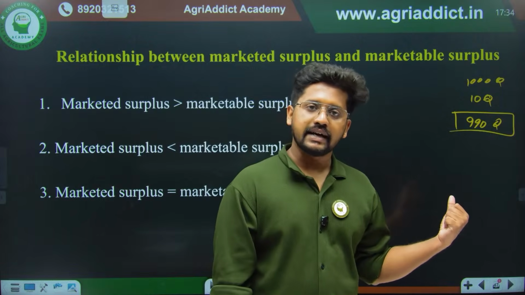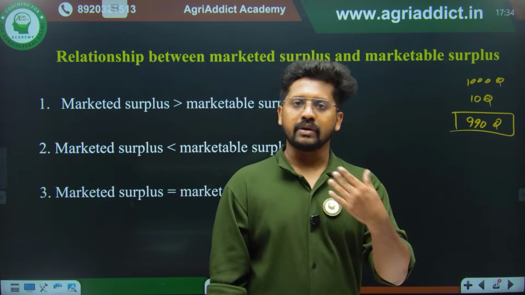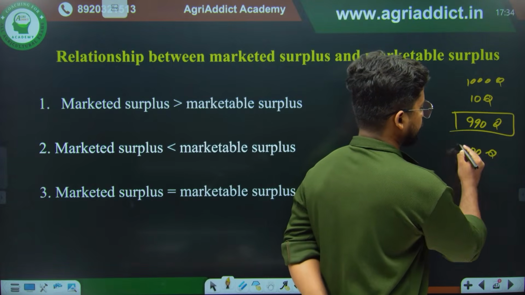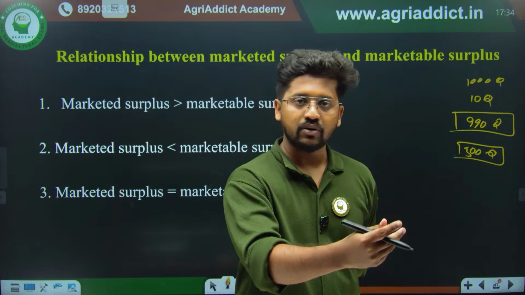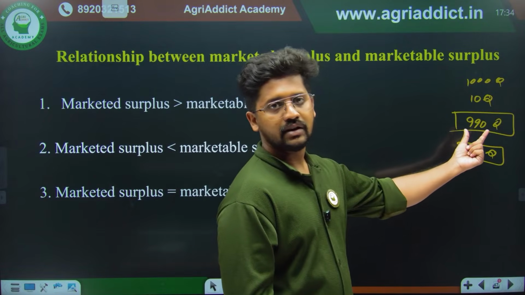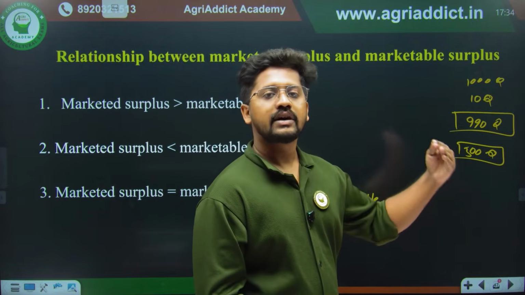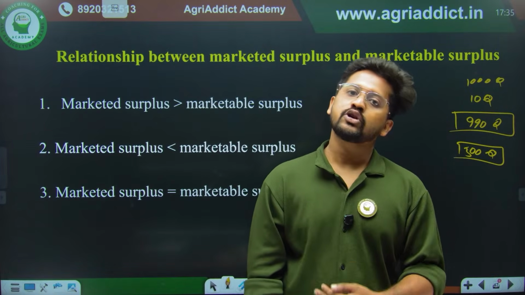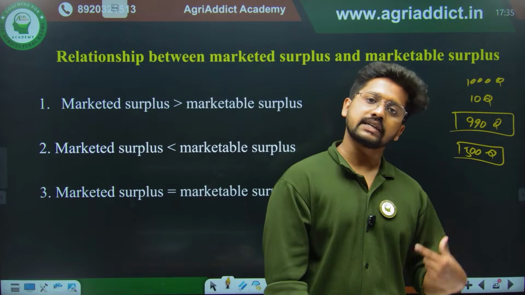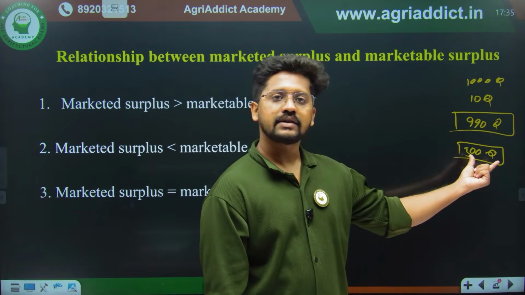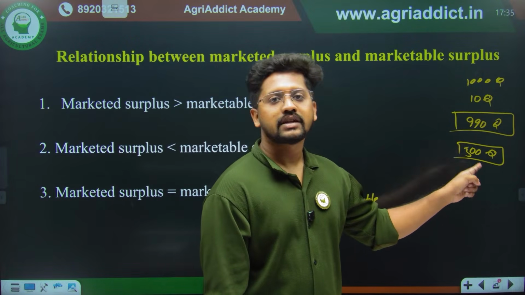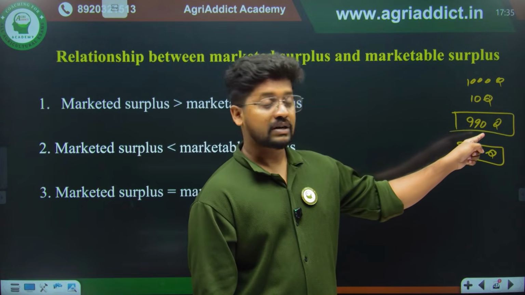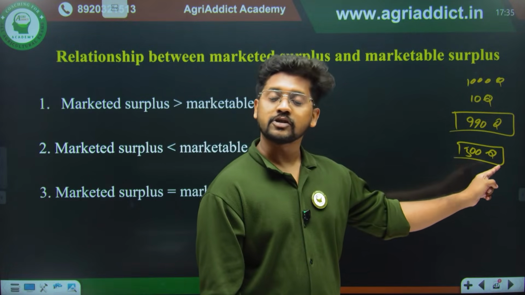So what he decided is, for his immediate consumption, he will be sending maybe 500 quintals right now, and the rest of the 490 quintals he will keep with himself, waiting for a period where the price will increase, because the farmer is price conscious. He wants to make more profit. So right now, for his expenses, he'll be sending 500 quintals. What is this 500 quintals? It is nothing but his marketed surplus.